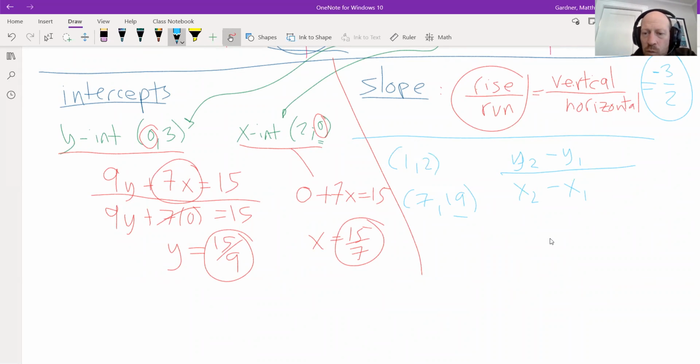So for us, y2 is going to be 19. y1 is going to be 2. The corresponding x2 is 7 minus the corresponding x1, which is 1. And that gives me 17 over 6. That value is a measurement, right? And that measurement is the slope.